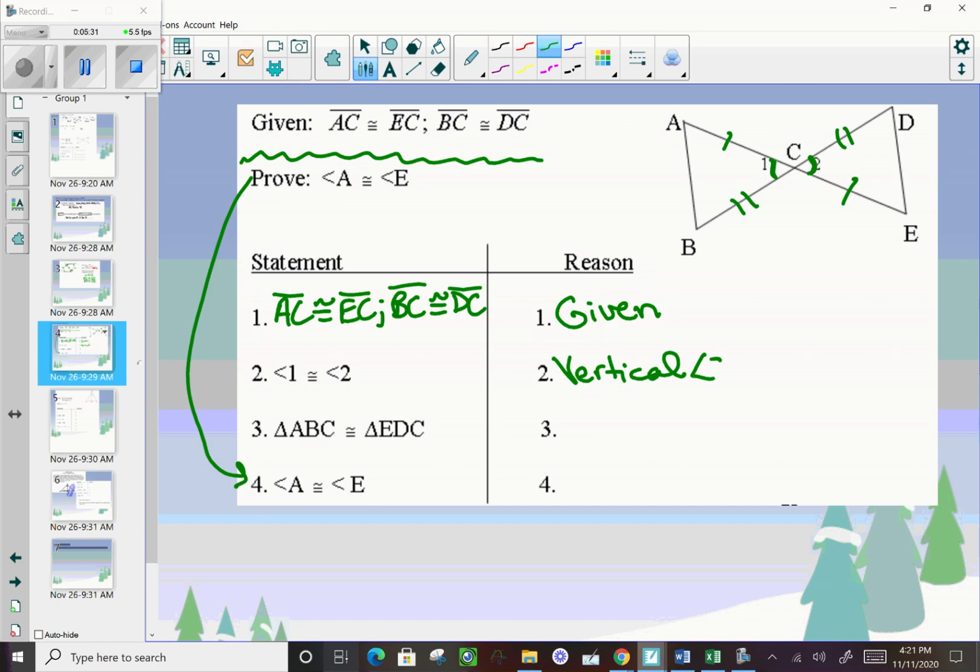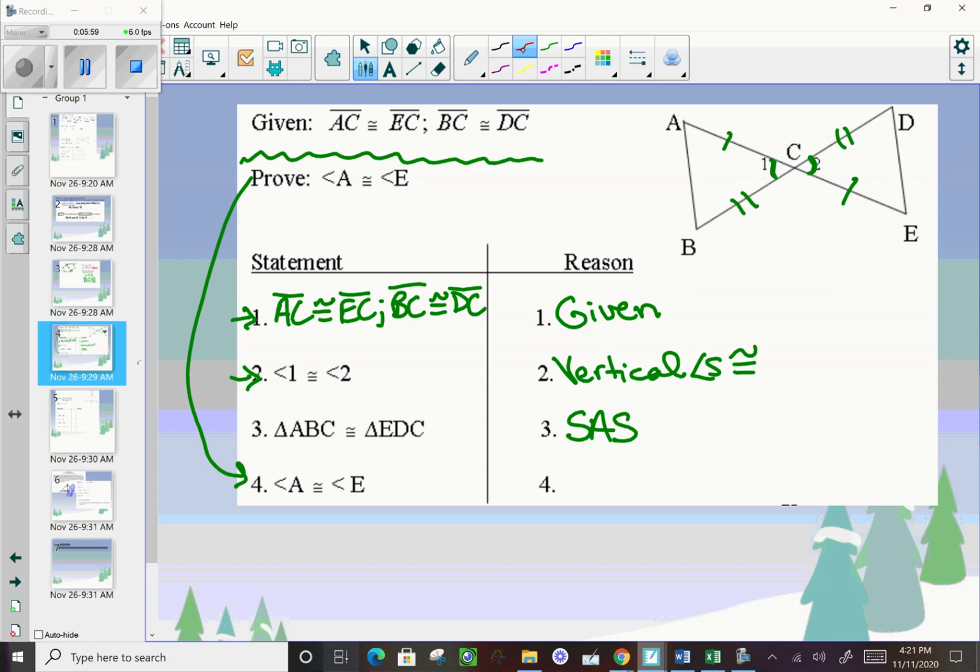And you know vertical angles are congruent. So I've marked my picture specifically with each step as I hit it. I don't go down the whole statement side and start marking things down. I do it one step at a time. Why did I do that? Because now you should be able to look at that picture and tell me why triangle ABC is congruent to triangle EDC. Side angle side.